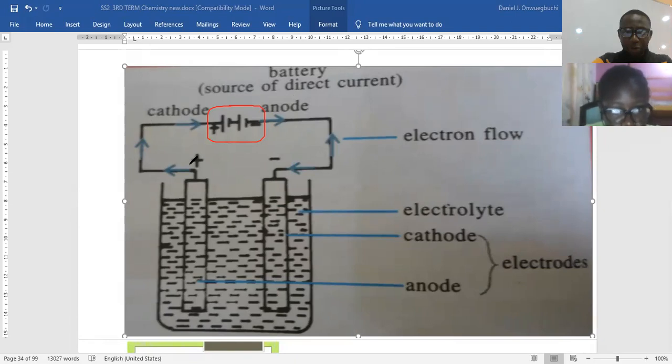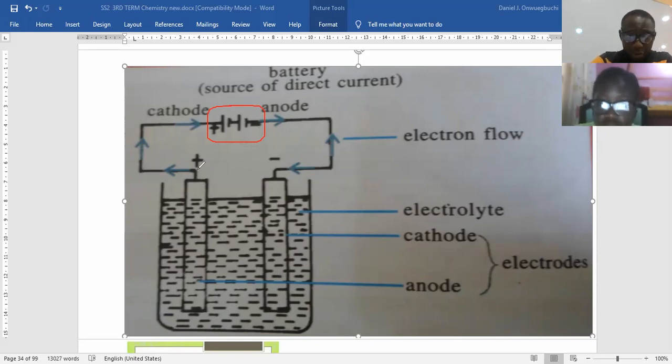Now, we have the negative electrode. What's the negative electrode called in an electrolytic cell? Sorry, what's the negative electrode I said again? Cathode. Cathode, correct. This is the negative. And what's the positive electrode? Anode. Now, look at this. This negative shows that this is the cathode and this is the anode.